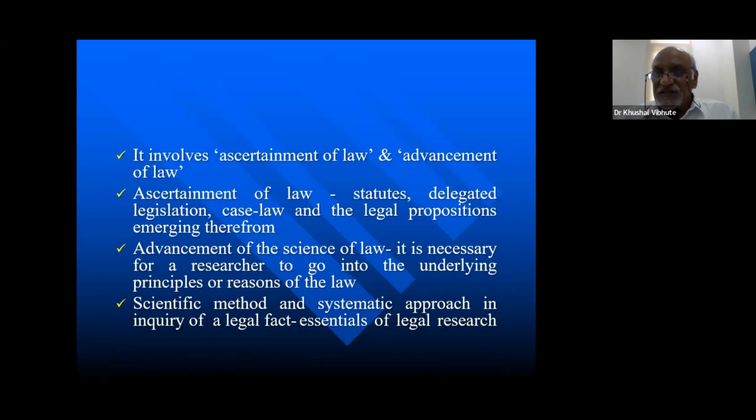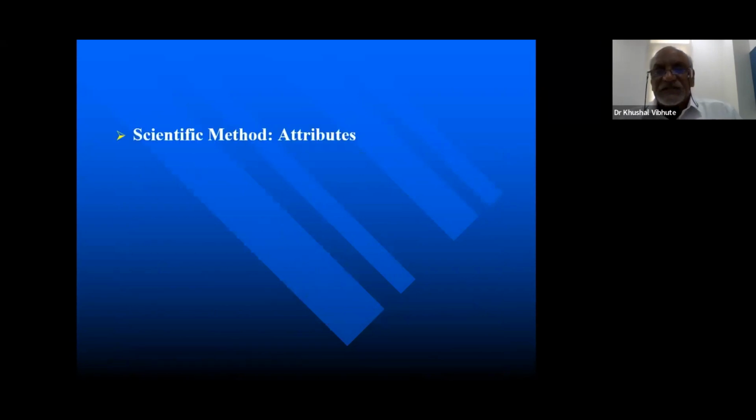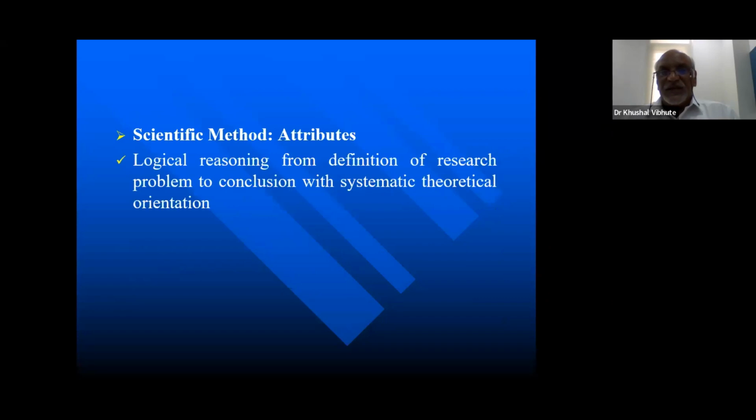Now, therefore, essentials of legal research, if you allow me to say, I will say there are two essentials. One is scientific inquiry and one is systematic approach. Now, when we say scientific inquiry, what does it mean? Scientific inquiry has the following attributes. One is that you must have logical reasoning. When you look at a legal fact, you must have logical reasoning from the formulation of research problem to your conclusions.